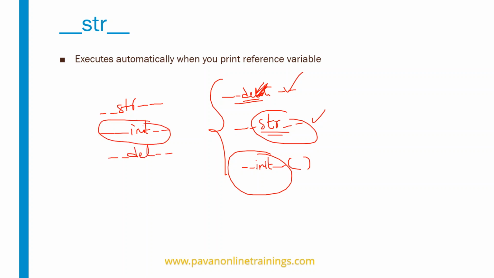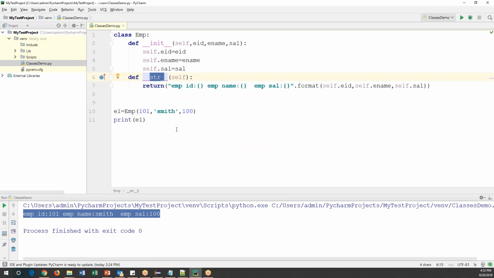So __init__ is a constructor, which will be invoked at the time of object creation. __str__ is a method which will be invoked whenever you print the reference variable. Now __del__ will be automatically invoked whenever you destroy the object. Okay, remember this. Now I'll just use the del keyword. Let's go to PyCharm one more time.